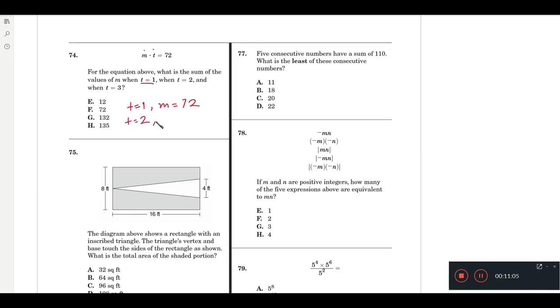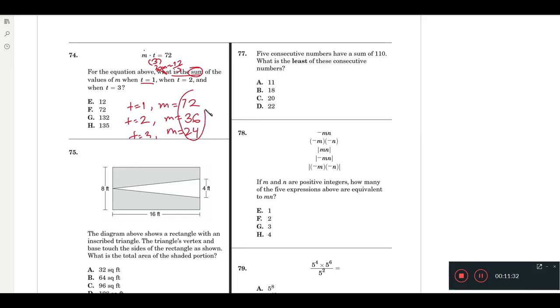If t is 2, what must m be? 2 times m will be 2m equal to 72, and divide both sides by 2. So m must be equal to 36. Now let's try if t is 3. 3 times m would be 3m equal to 72, and divide both sides by 3. You get m is 24. So what is the sum of it?